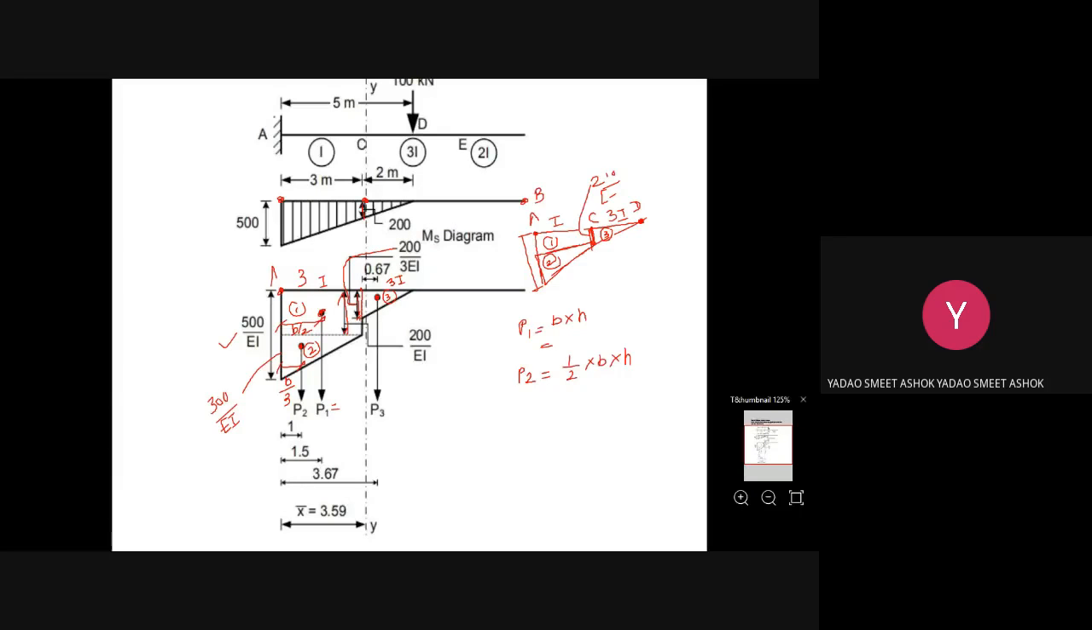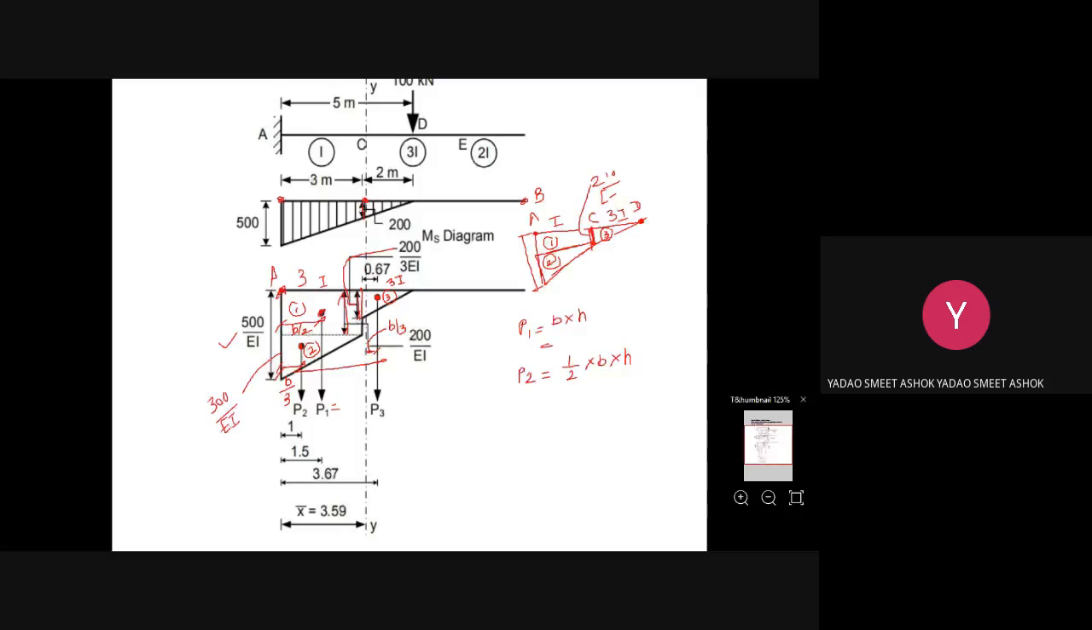It is located at b by 3 from this corner A. Then P3, for the third triangle, you have to locate. So P3 you have to locate from this point to this point. From this triangle to this, it is b by 3. So the total distance will be 3 plus b by 3, which is equal to 3.67.